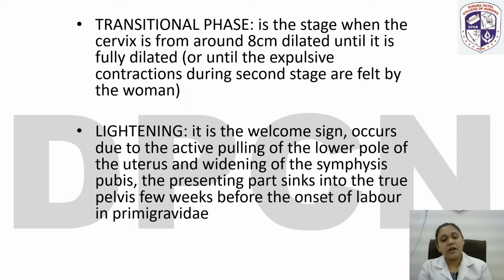Another terminology is lightening. Another name is the welcome sign. It occurs due to the active pulling of the lower pole of the uterus, widening the symphysis pubis. The presenting part, whether cephalic or breech, head or buttocks, sinks into the true pelvis a few weeks before the onset of labor in a primigravida mother. That is called lightening.